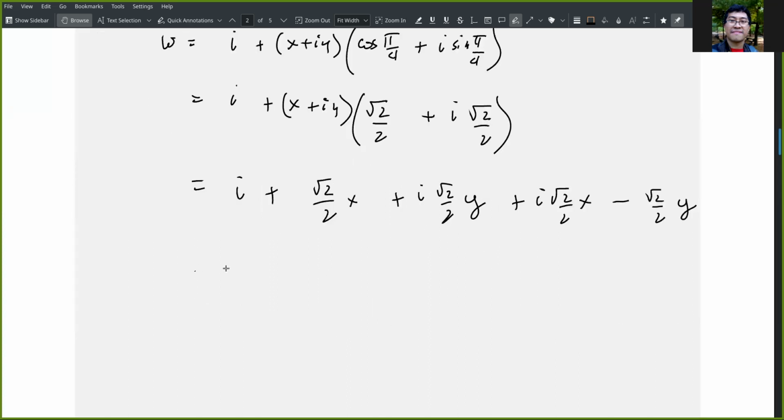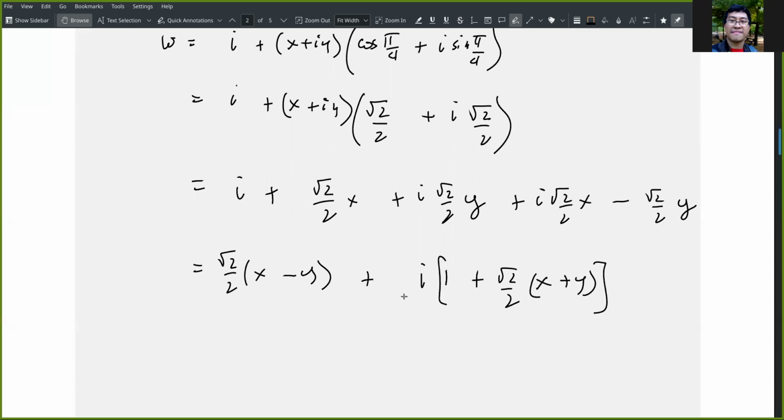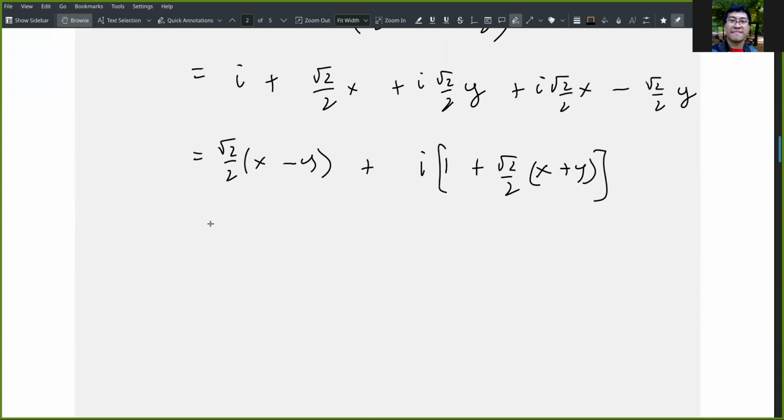Okay. Grouping terms, real terms and imaginary terms. So you have square root of 2 over 2 x, this one, and this one, minus y. Plus i, terms with i, you have here 1, plus these two have square root of 2 over 2. So we can group them like this.